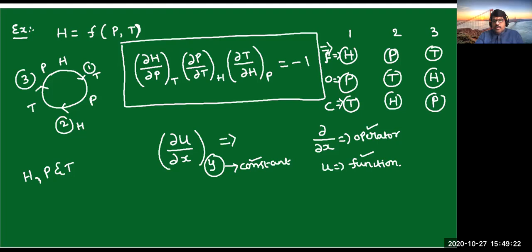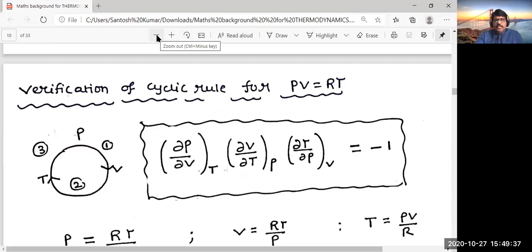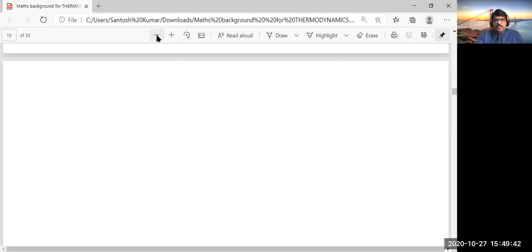And here let us take one example on this cyclic rule. Verification of cyclic rule for PV is equal to RT.